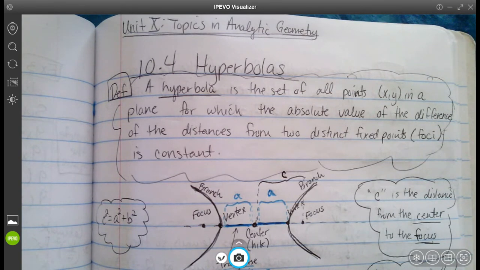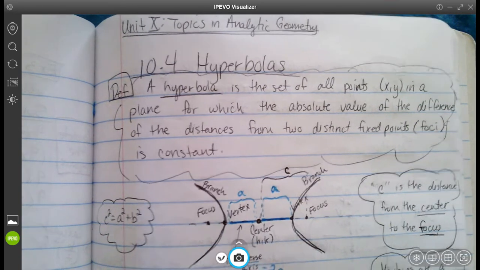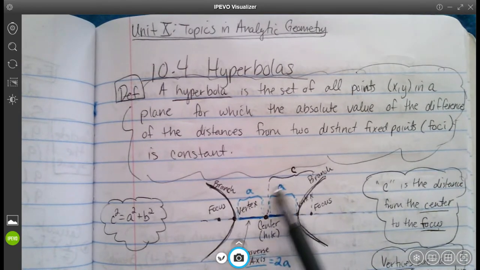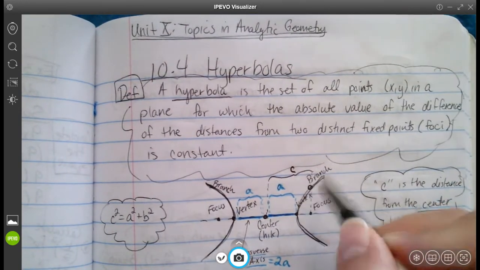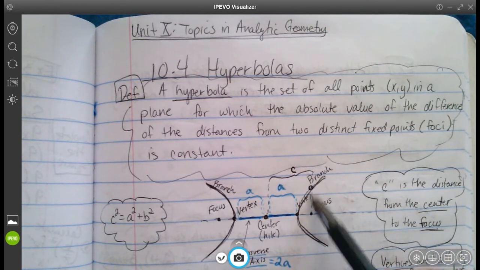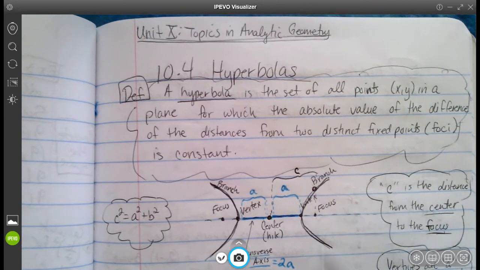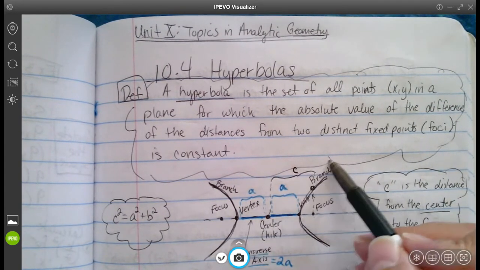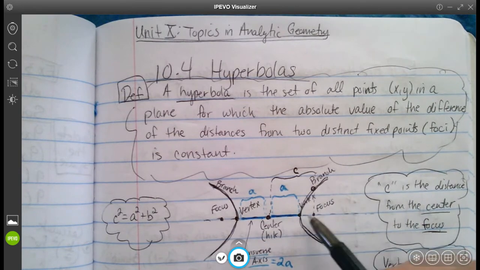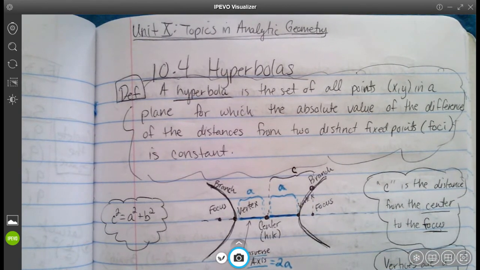It is a set of all points x and y in a plane for which the absolute value of the difference of the distances from two distinct fixed points, which are the foci or the focus points, is constant. So I don't actually have that picture in particular here, but I'll show it to you in class. Basically, it's the distance. If I were to take, let's say a point right here, the distance from this point to this focus, to this point to this focus, will be constant no matter where. So if I keep moving the point up, that somewhat triangle that's going to form will be constant, okay?